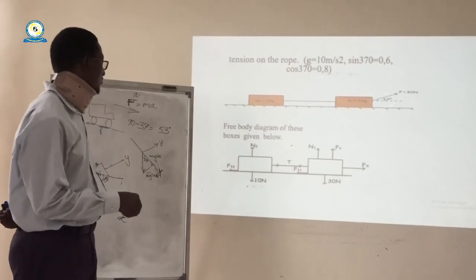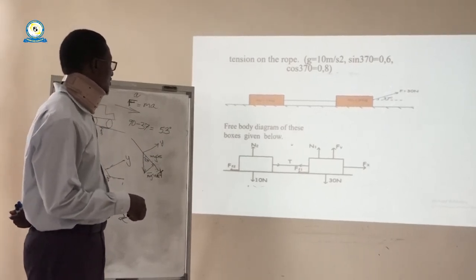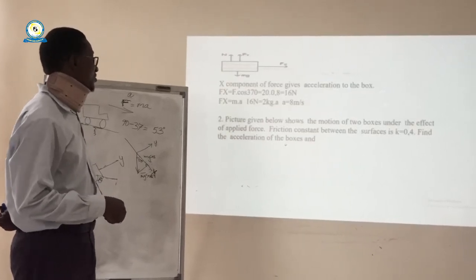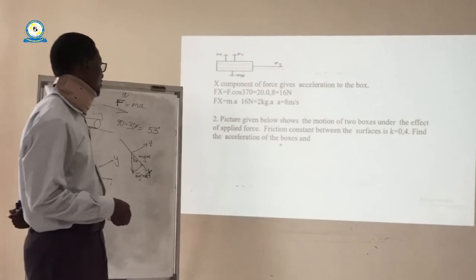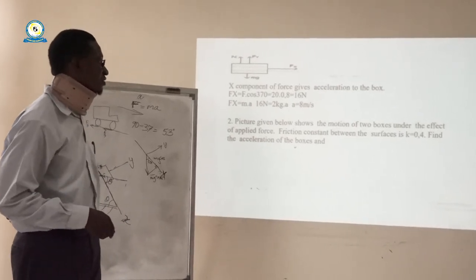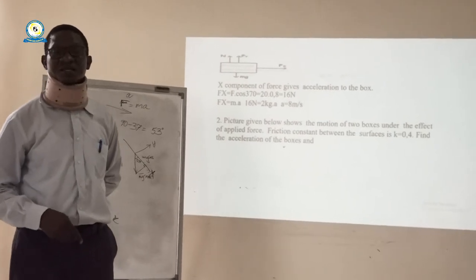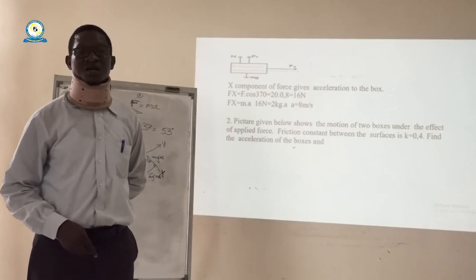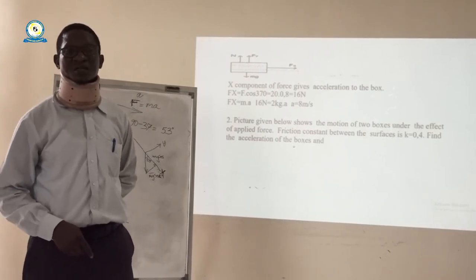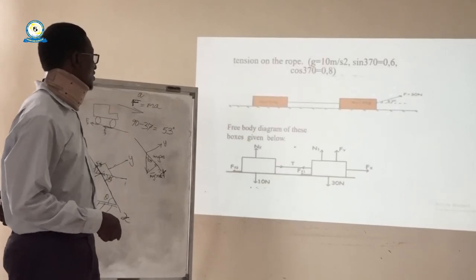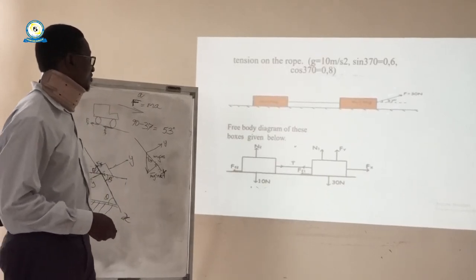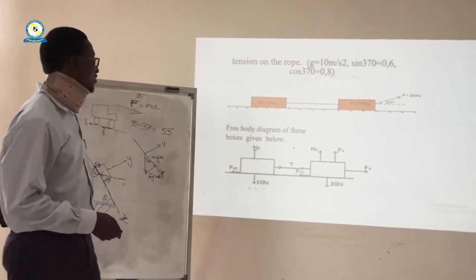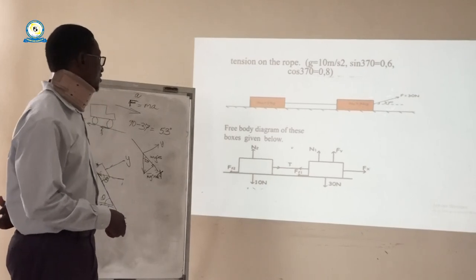The picture given below shows the motion of two boxes under the effect of an applied force. The friction constant between the surfaces, K, is equal to 0.4. Find the acceleration of the boxes and the tension on the rope. This is a very interesting question, one of the interesting questions.